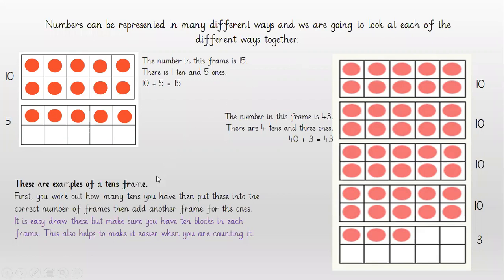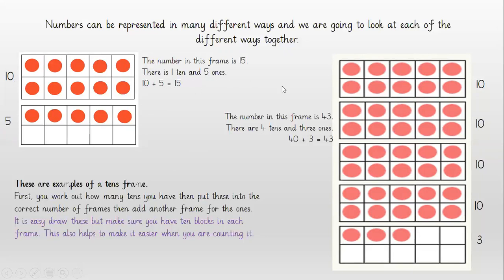The first way we're going to look at is the tens frame. Now, it's quite easy to draw a tens frame. Just make sure that you have 10 blocks in each frame, and this makes it easier when you are counting it. In the first one on the left-hand side, I see I've got one completed frame, which tells me I've got 10. And then the second one is not completed, so I count and I see I've got 5 ones, which gives me 1 ten and 5 ones, which says 10 plus 5 is 15.